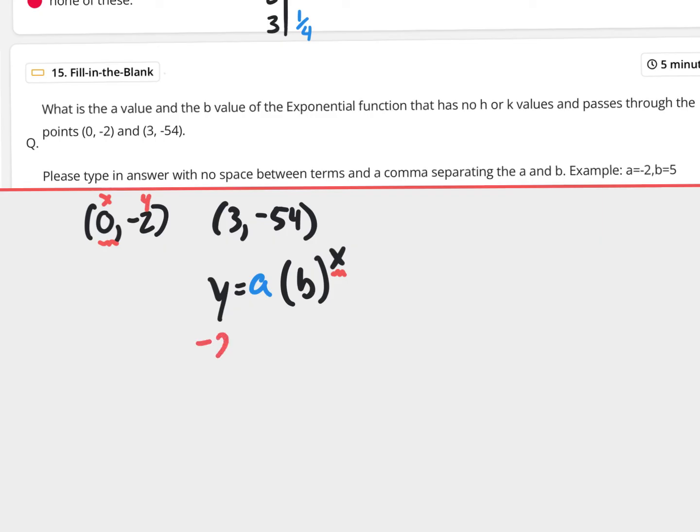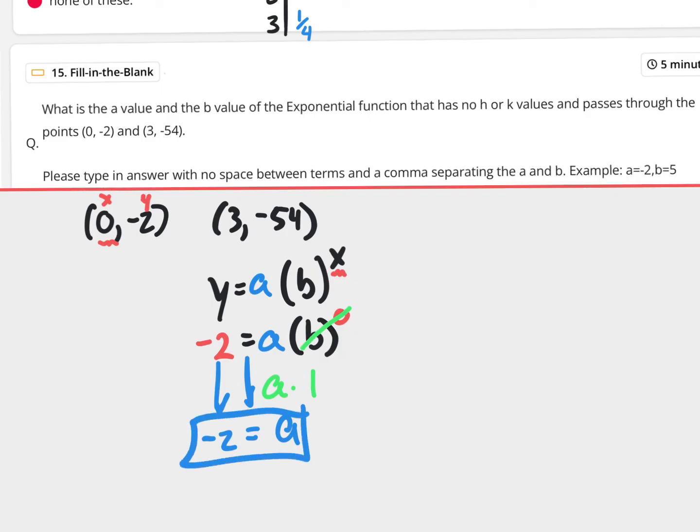So I'm going to have -2 equals a, which I don't know, times b to the 0 power. So we do know that b to the 0 is 1. So I really have a times 1, which is just a, and you still have the equal sign, and you still have the -2. So we just found out that the a value is -2, okay?